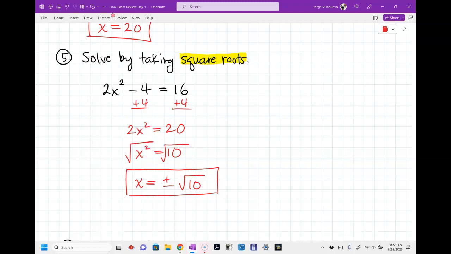Again, not a hard problem. You just got to know how to do it. So if you know how to do these, great. Don't study them, you're good. But if you're like, yeah, I don't remember doing that, practice these, right?